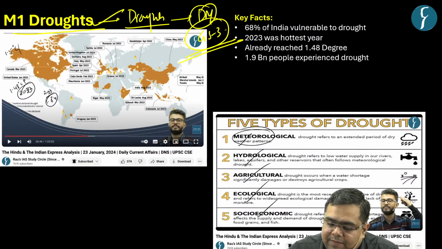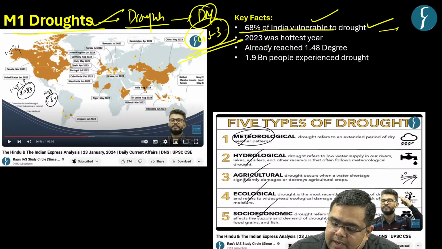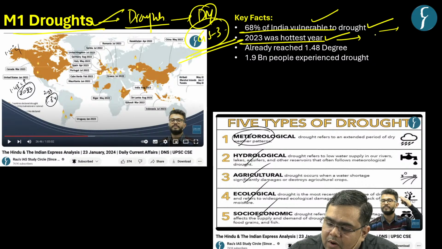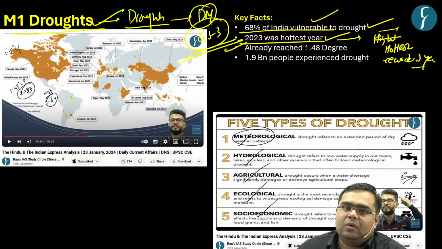Let us discuss the key facts with respect to droughts, right? The first key fact is that 68% of the net landform in India is vulnerable to drought or drought-like situation. Again, if we take a look at the backdrop, 2023 was the hottest recorded year, right?